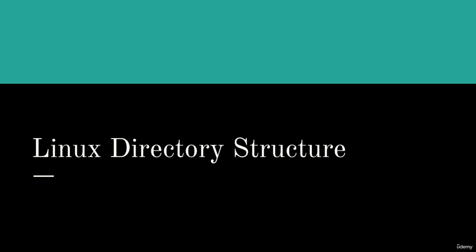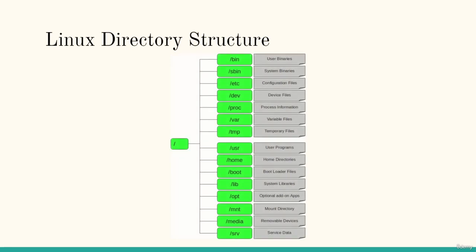Now let's start with the Linux directory structure. As you can see from this image, this is the Linux directory structure. It is like a tree, and from here you can see that we are starting from the slash. Here, slash means the root directory, which is where everything starts.